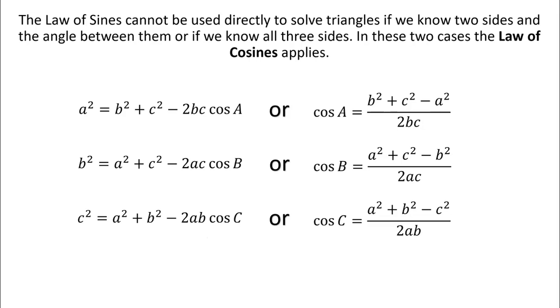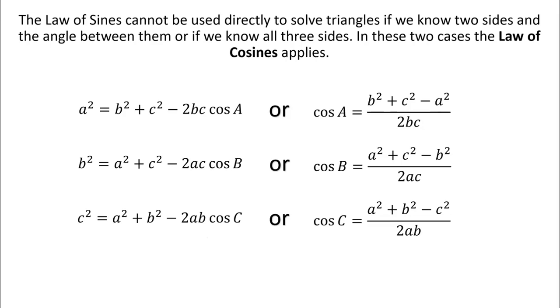We can use the law of cosines to solve a triangle if we know the length of two sides and an angle between them, or if we know the length of all three sides. Below, we see all the different versions of the law of cosines. Now, don't get too concerned about this.